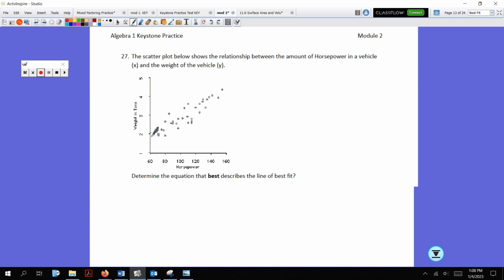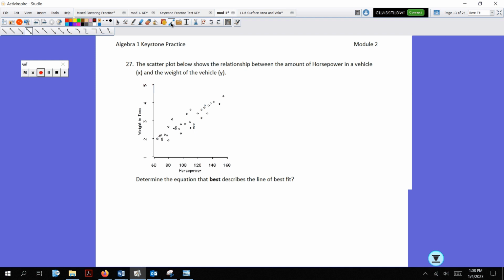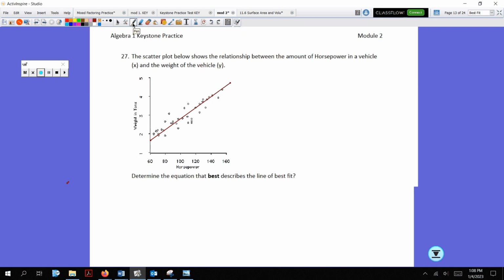All right, line tool. I'm going to try. Okay. I mean, what do you guys think? When you look at that line, does it look like it splits the data in half? No, it's just so ridiculous. Okay, I'm going to stop complaining.